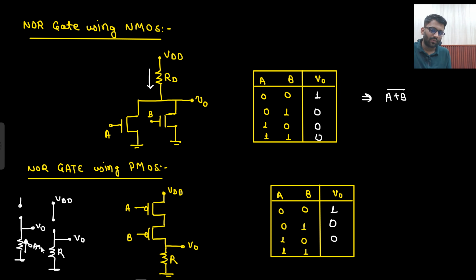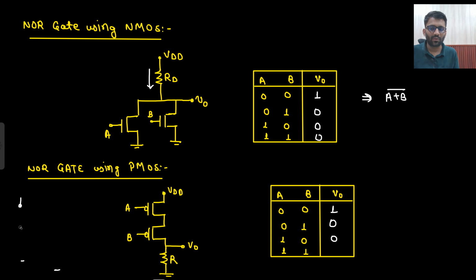Here 0 current will flow. This is open circuited. Upper part is open circuited. From here 0 current is flowing. So V naught will be equal to 0. If both are open circuited, that means if both are not on, what will happen? This will also be open circuited. That means there will be no current. If there is no current across the resistor, that means V naught is equal to 0. Are you getting this point? Very simple. So this is also your NOR gate only.